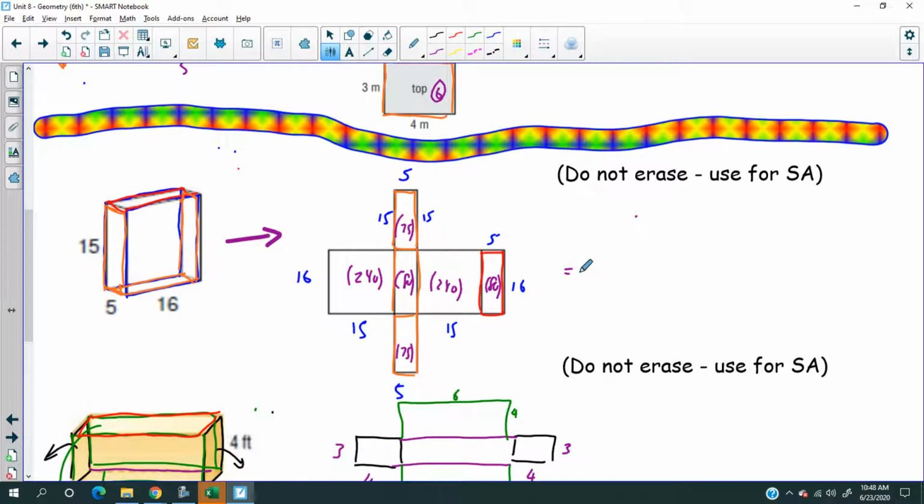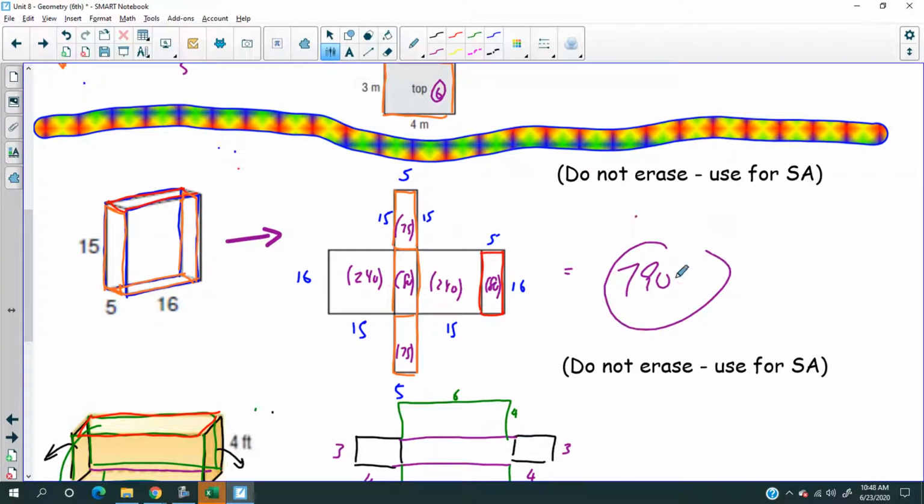I'm going to add all these numbers up. So let's see, 75 plus 240, I'm just going this way. Plus 80 plus 240 plus 80 plus 75. That's 790. So 790, I don't know what the unit is.